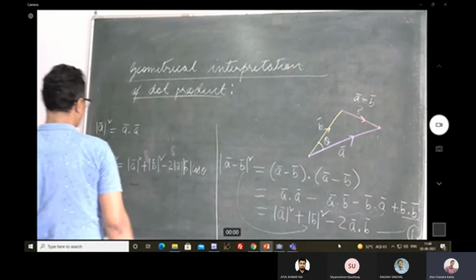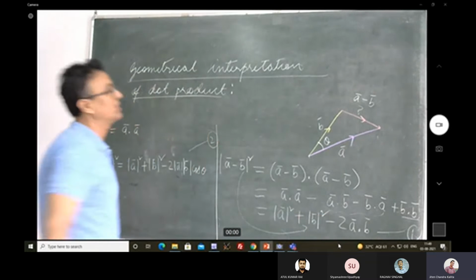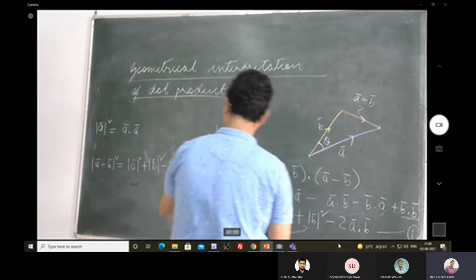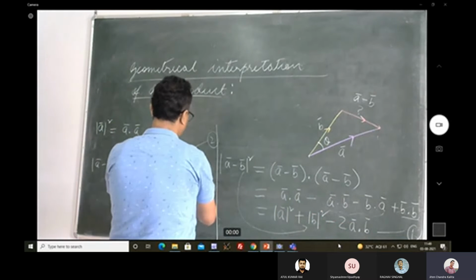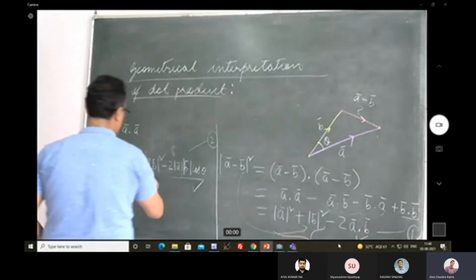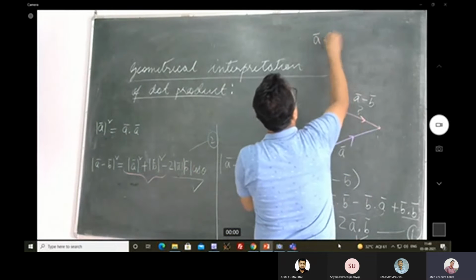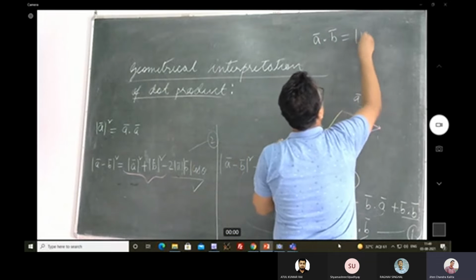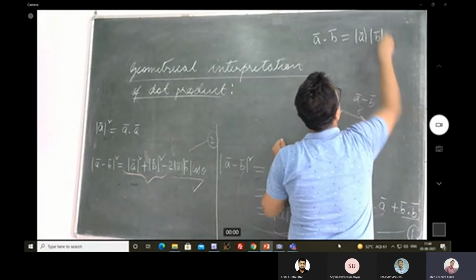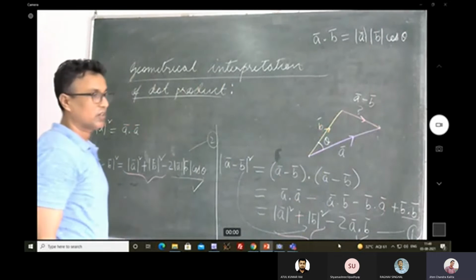Okay? Fine? So now, if this is 1 and this is 2, now if I equate this one with this one, because I already have equality of these two, I am going to get A dot B is equal to mod of A mod of B cos theta.